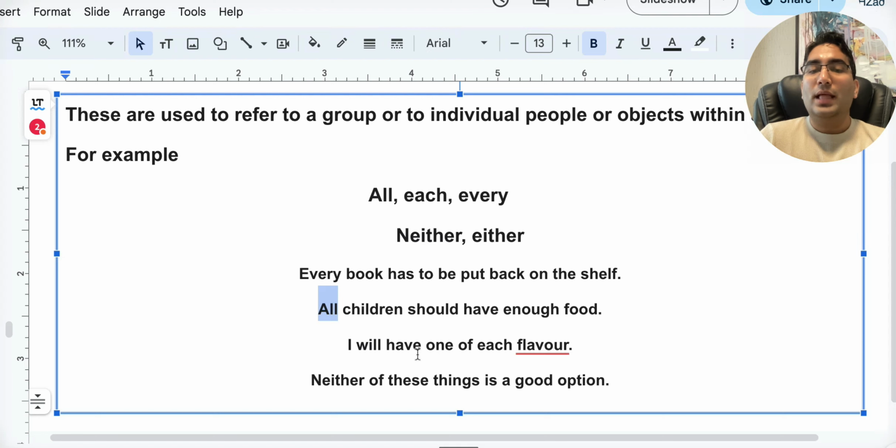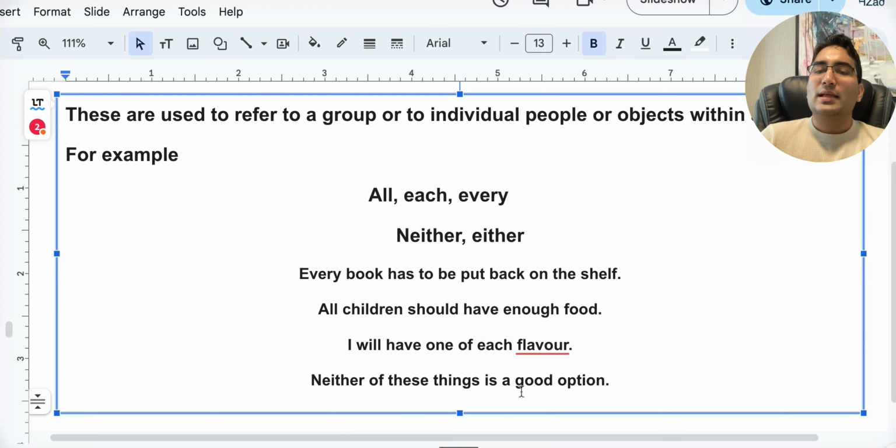Next one is I will have 1 of each flavor. Now you see 1 of each means if you have 10 flavors, pistachio, mango, strawberry, and so on, you want to get 1 of each. So it's not just 1 flavor, but when you say 1 of each, it means you want all 10 flavors. You want to taste all of them. So very good word to use, and it's a phrase that you can use if you want 1 of each sample or 1 of each flavor.